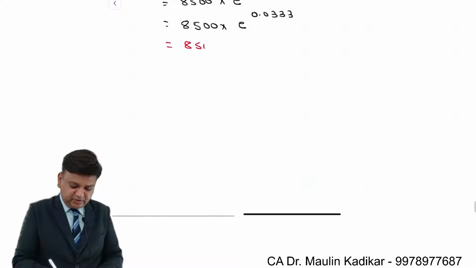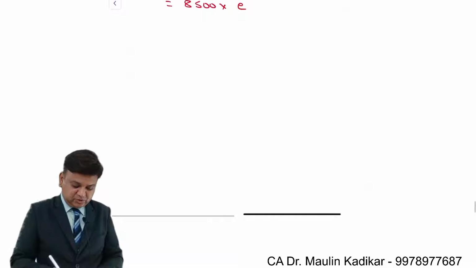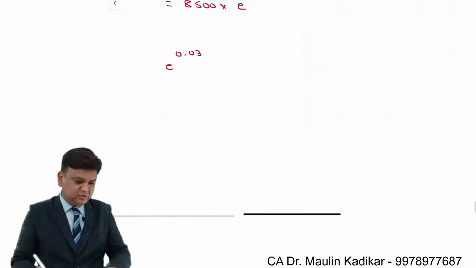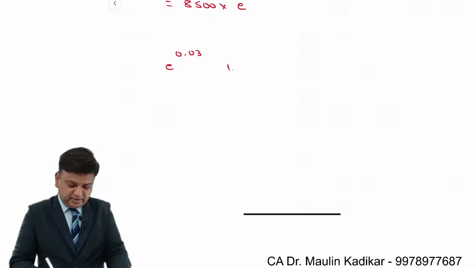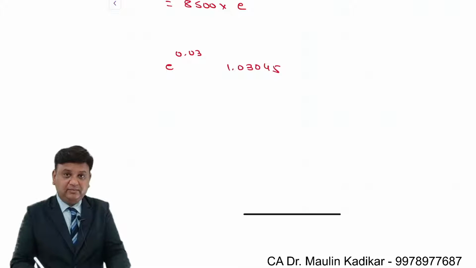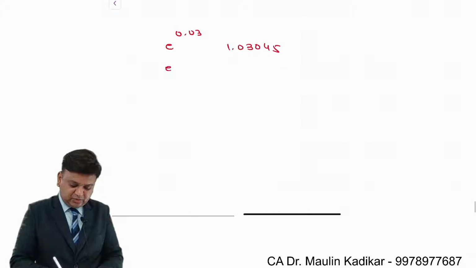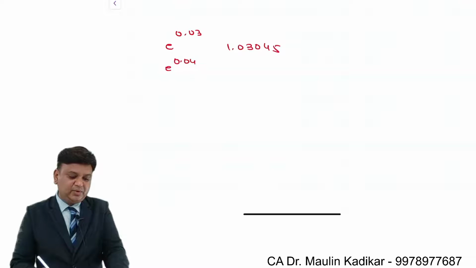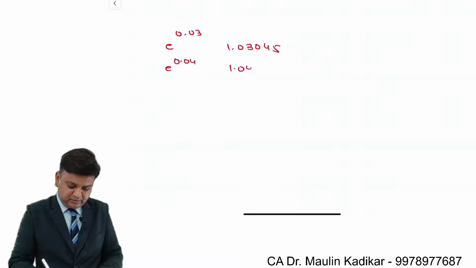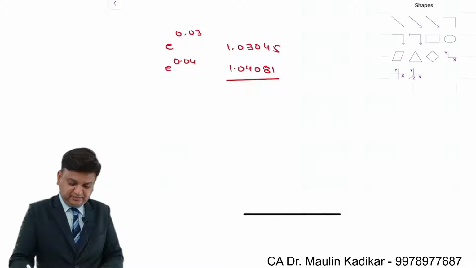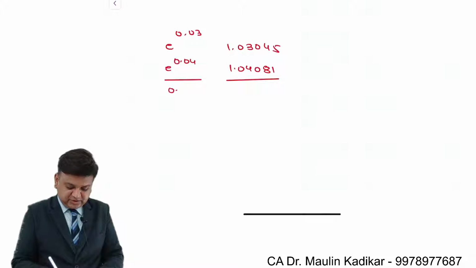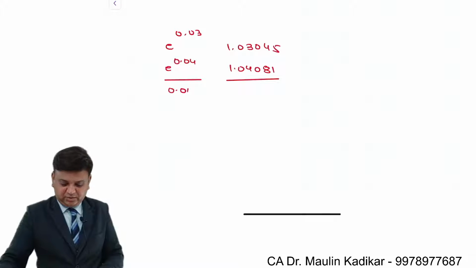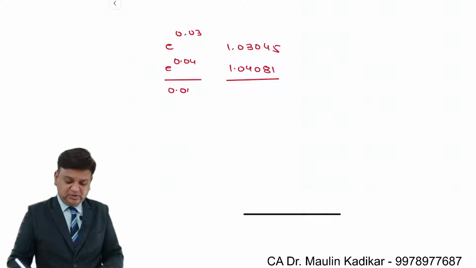So it is 8500 into e raised to... let us see, e raised to 0.03, it is 1.03045. Then e raised to 0.04, in that 1.04081. Difference between both of them is 1%, that is 0.01. 1.04081 minus 1.03045, so 0.01036.